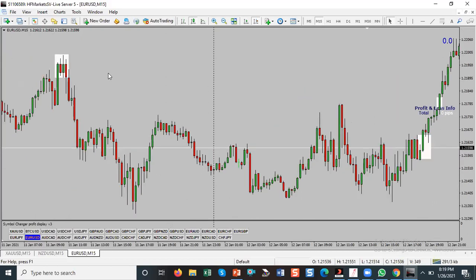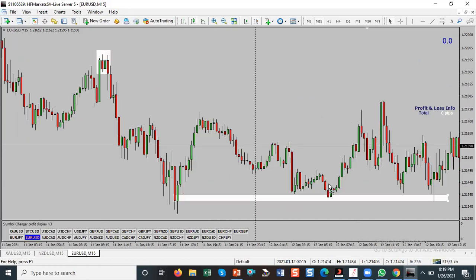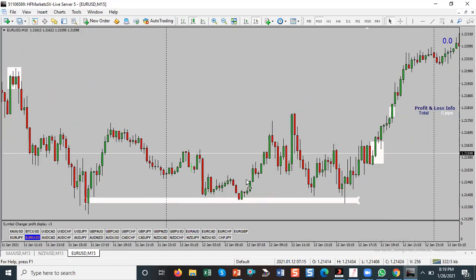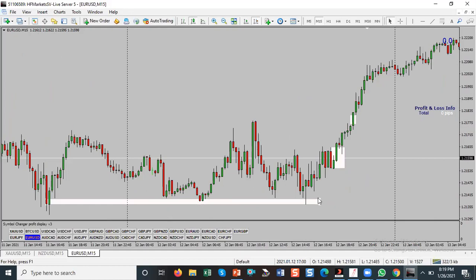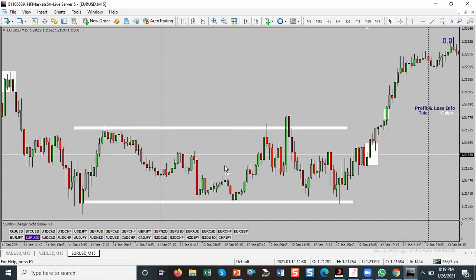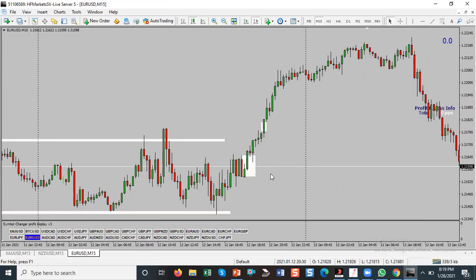So in the chart, we have a lot of them. If you take your time to study this concept very well, you can use it to make a lot of profits in the market. This is support zone, and this is resistance area. Okay, so that is that.